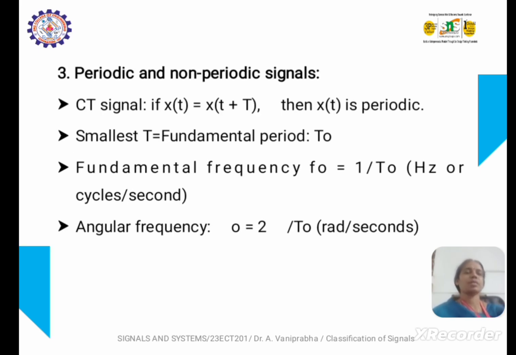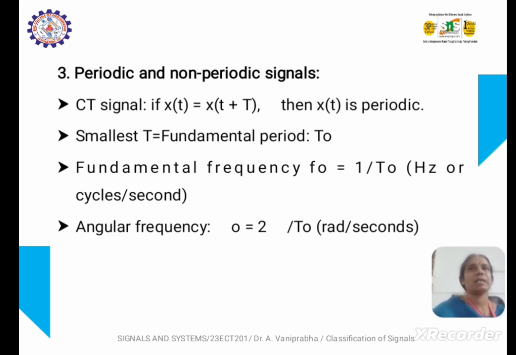Today's discussion is about periodic and non-periodic signals. What is a periodic and non-periodic signal? If the signal repeats at regular time intervals, then it is called a periodic signal. If not, it is non-periodic. So, any signal that obeys the condition for periodicity, that is x of t is equal to x of t plus T, is the condition for periodicity, then it is called periodic.